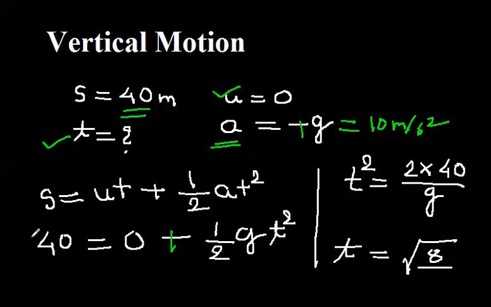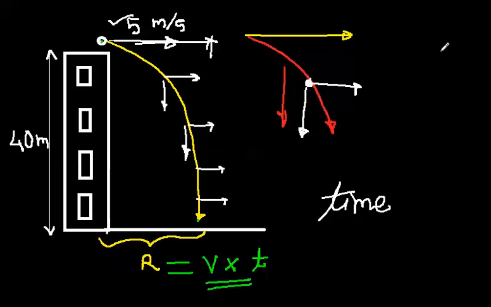And since s is 40, we'll just put the values in it, and you're going to get 40 equals half gt square, and t square equals 2 times 40 over this g, which is 10. And by simple calculation, 10 4s are 40 and 4 2s are 8, and since t square equals 8, you get t equals root 8. So that's the time required for the object to come from this point to this point down at the bottom.